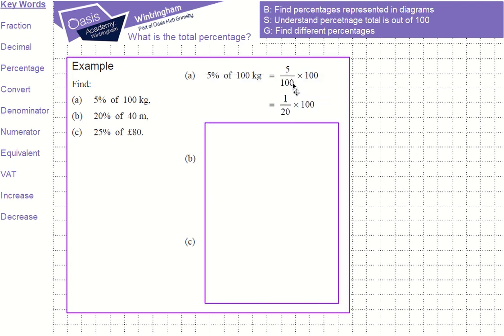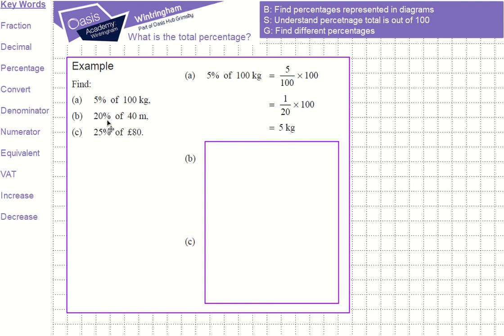We can simplify this 5/100 to 1/20 multiplied by 100, and that will be 5 kilograms. You can use your calculators for these questions, so if you just wanted to straight away say 5/100 multiplied by 100, that would have been fine and you'd get 5 kilograms.